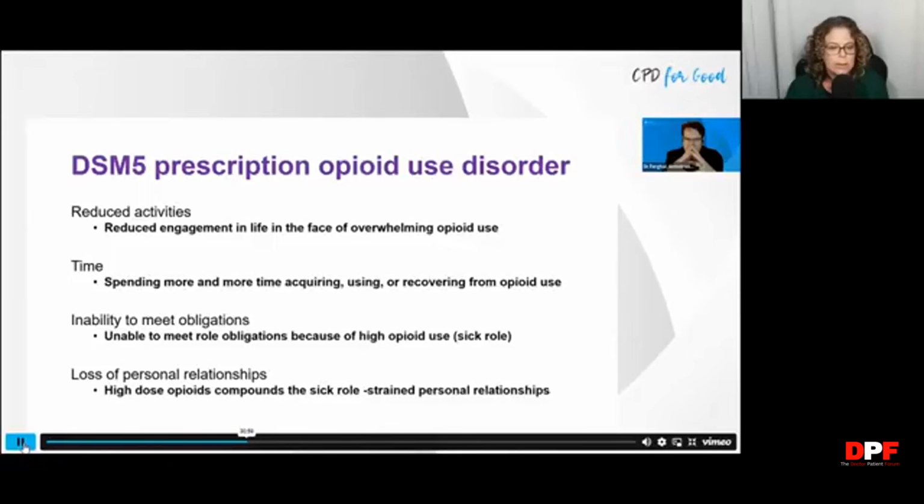Okay, so here he's talking about this great deal of time spent. I've described time, so ever-increasing amounts of time acquiring, using, recovering from opioid use, albeit prescription opioids. So again, the same thing, right? A lot of time spent obtaining a prescription. Well, we wouldn't have to spend a lot of time obtaining a prescription if you didn't make it that way, right? Okay, so that's 1, 2, and 3.